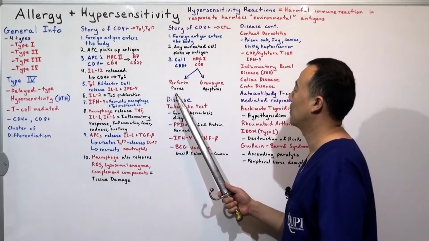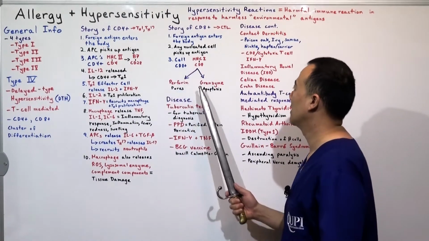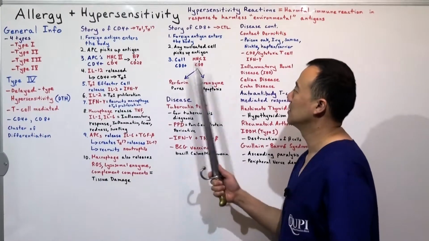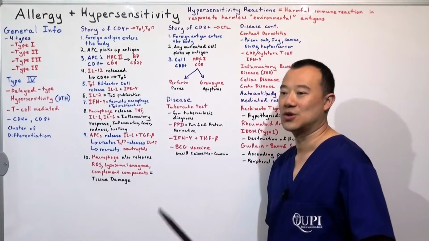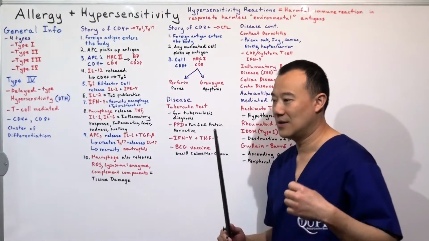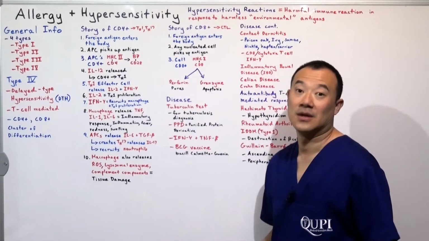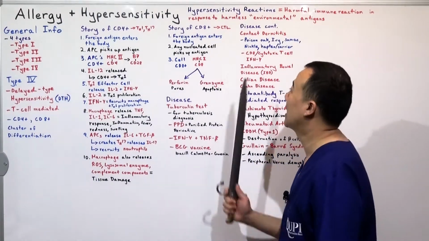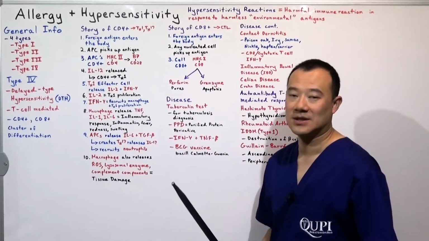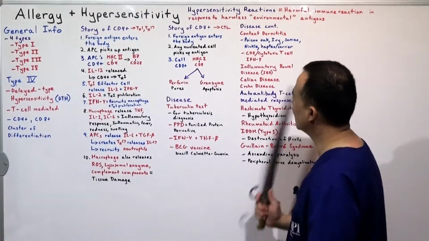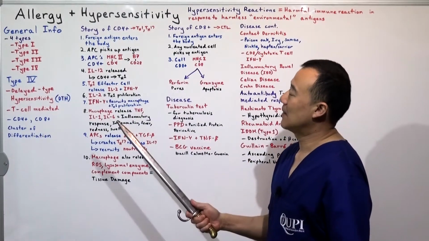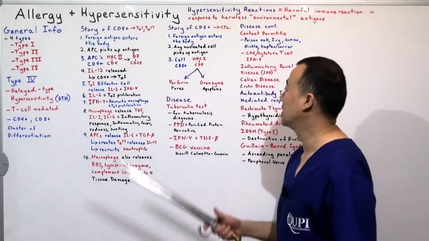The perforins will create pores in the cell, and the granzymes will cause it to apoptose. So basically, the cytotoxin, the killer, would just kill the cell, and in doing so, probably kill everything else in that process. So that's the CD8, the cytotoxic T cell. All right, the diseases that type 4 hypersensitivity causes.